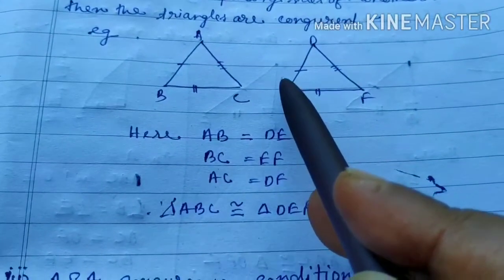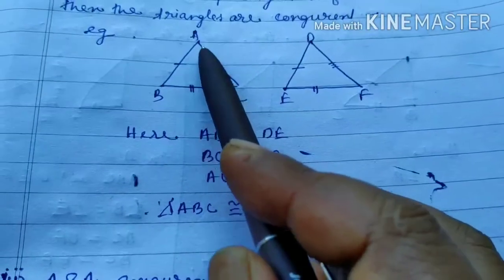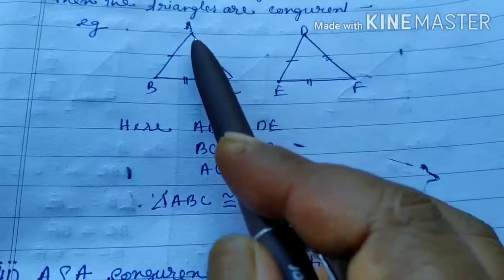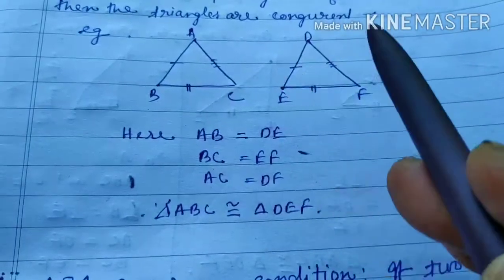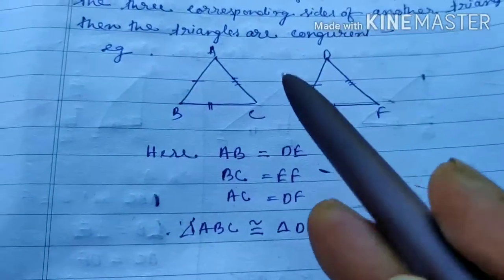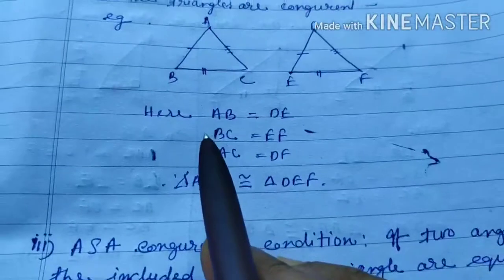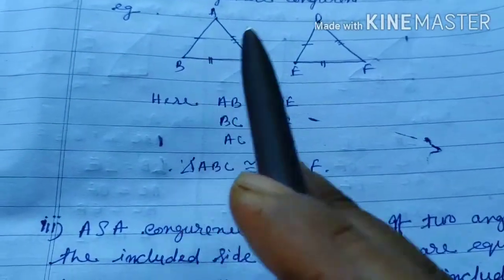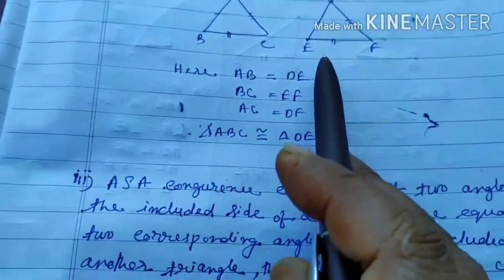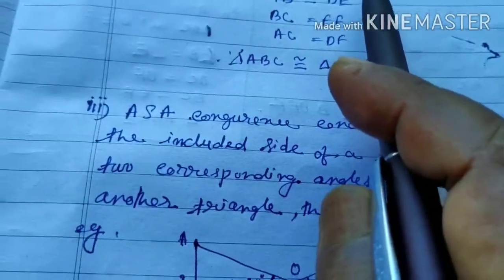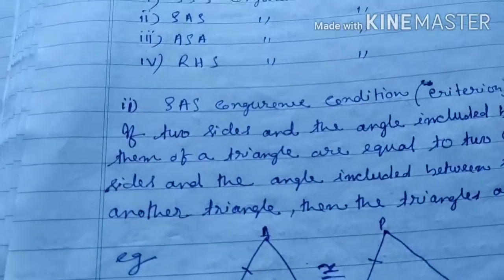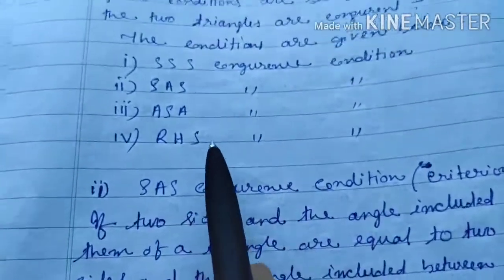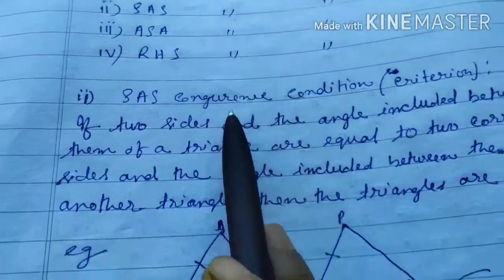There is no need to see the angle. Angle E, angle D, angle B, angle E, angle C, angle F. If the three sides of one triangle are equal to the corresponding sides of another triangle, then the two triangles are congruent.